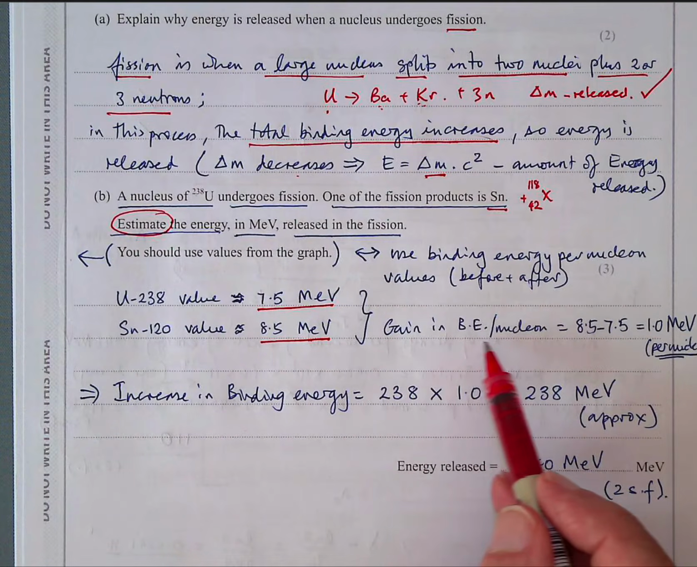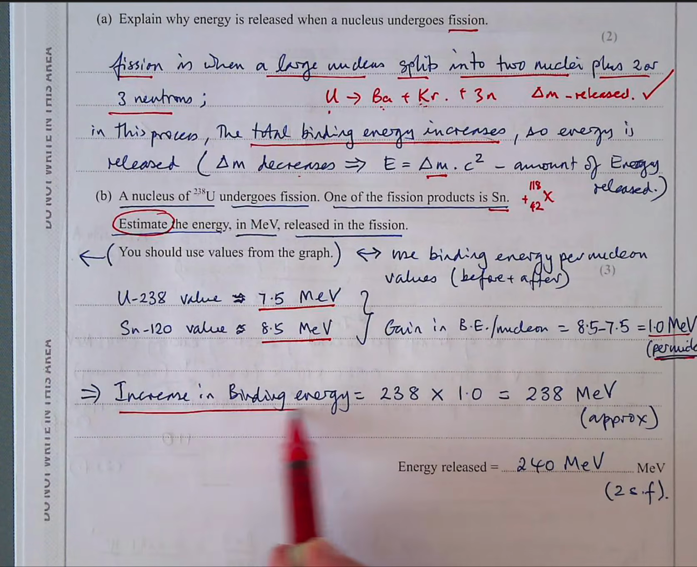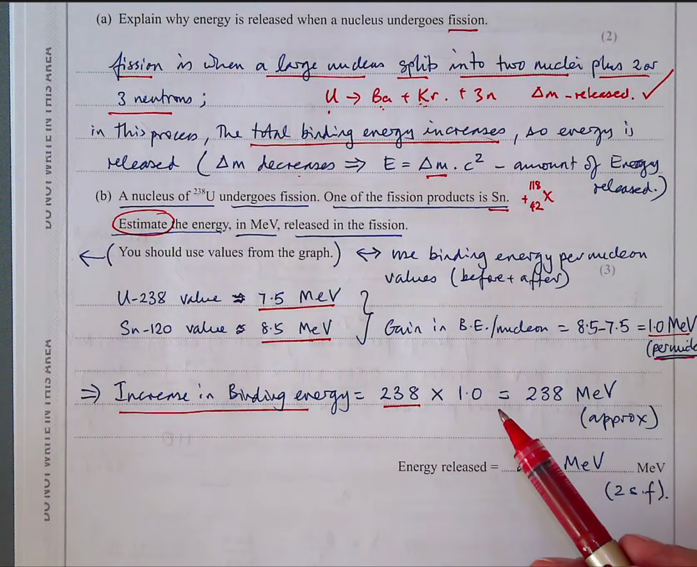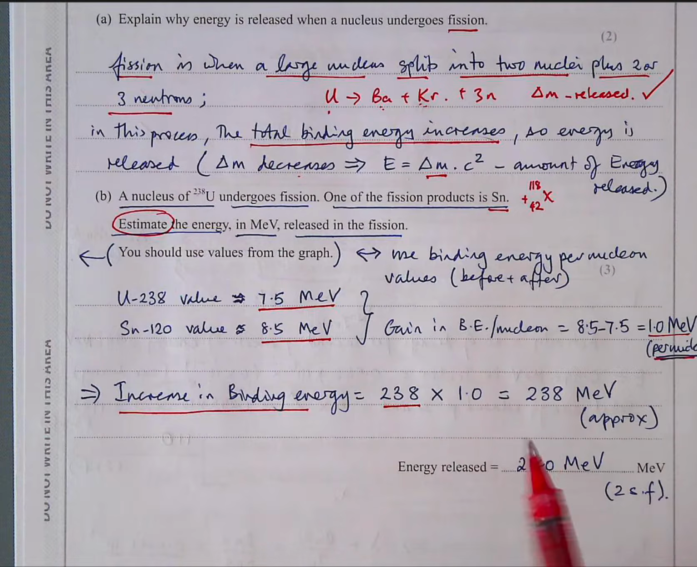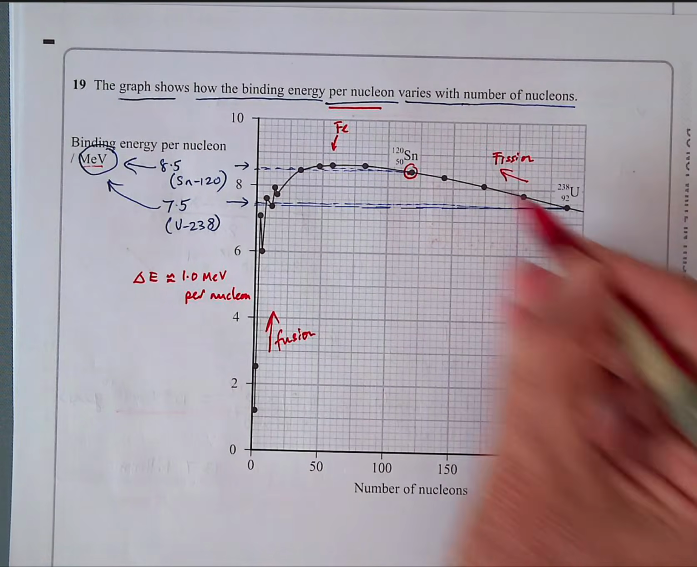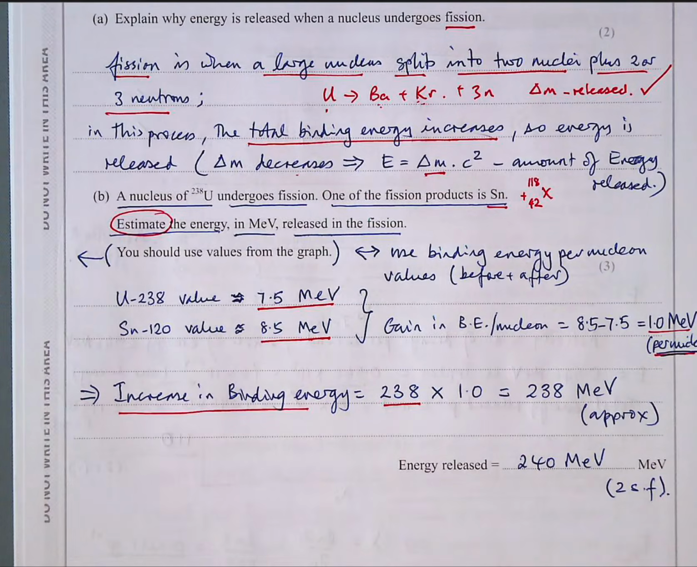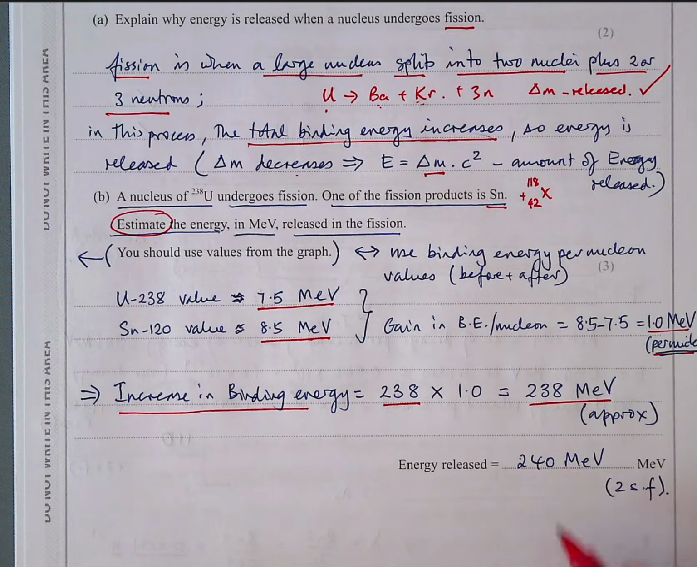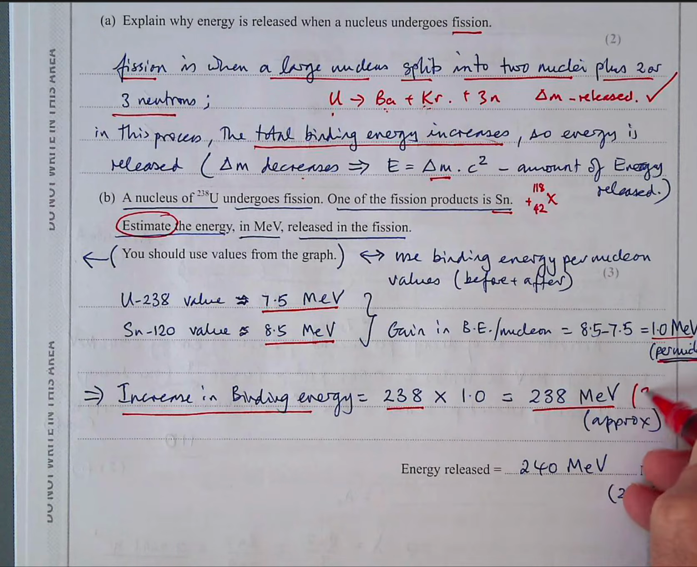So the gain in binding energy per nucleon is 1 mega electron volt, but that's per nucleon. So the increase in binding energy is, 238 nucleons are now at a higher binding energy level. So all of those 238 have gone up the curve. So 238 nucleons have moved up to a higher energy level, and therefore that's the energy released. The mass is decreased if you work it out. So it's approximately 238 mega electron volts, which is approximately 240 to 2 significant figures. But I think you should keep it as 3 significant figures.